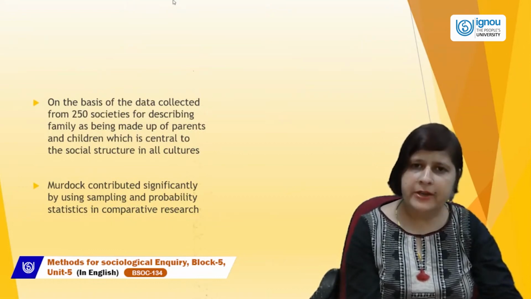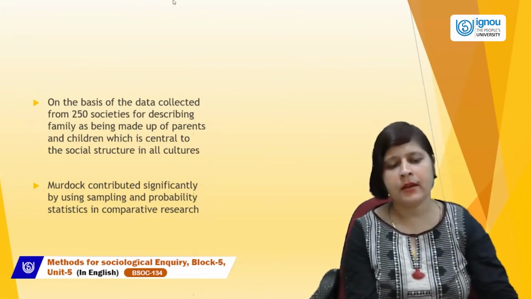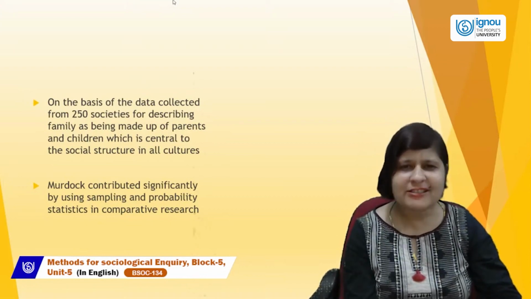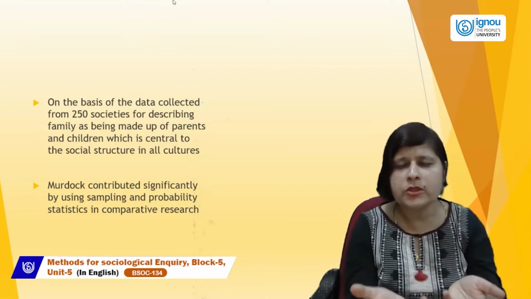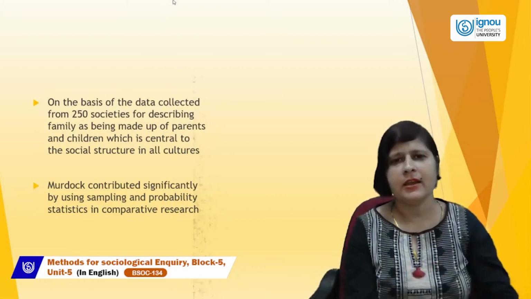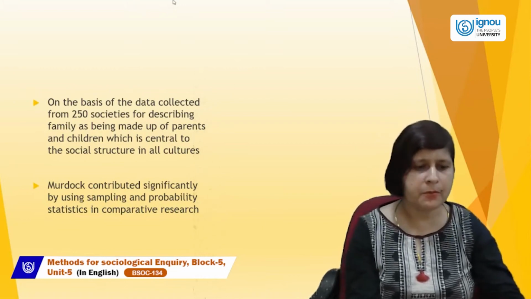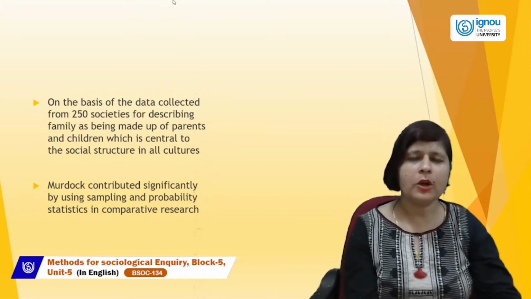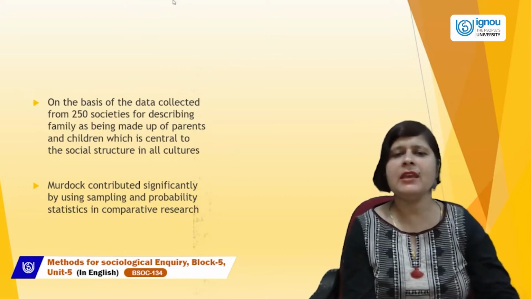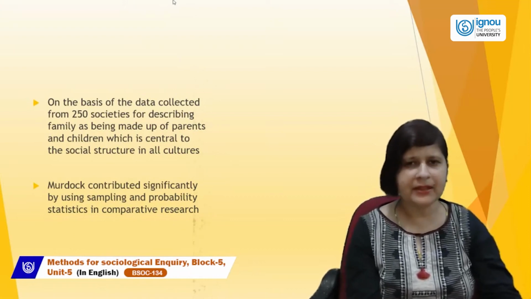Murdock contributed significantly by using sampling and probability statistics in comparative research. What is probability statistics or what is sampling? Sampling is when you take a few units from the population under study. And he used probability sampling. What is probability sampling? It is when the chances of being selected are equal, anyone can be selected as a sample.